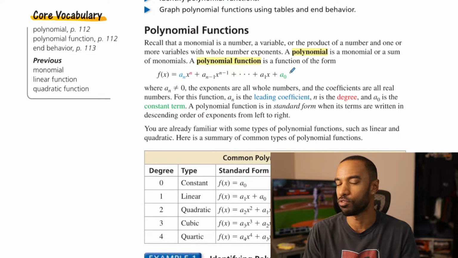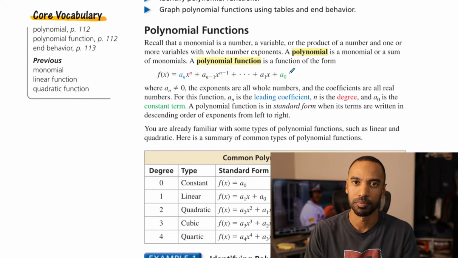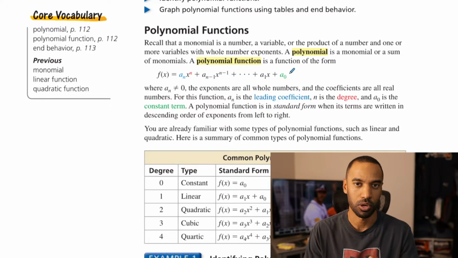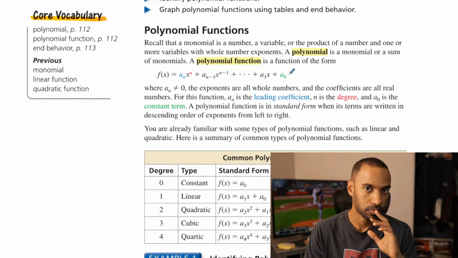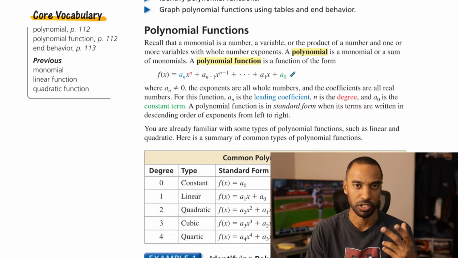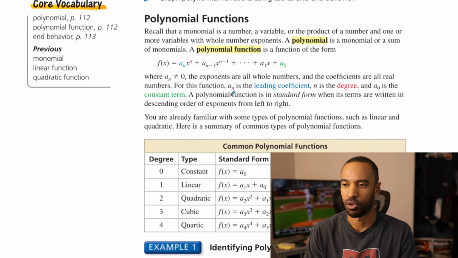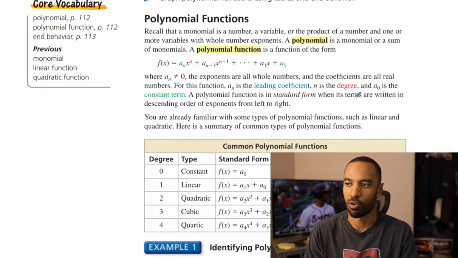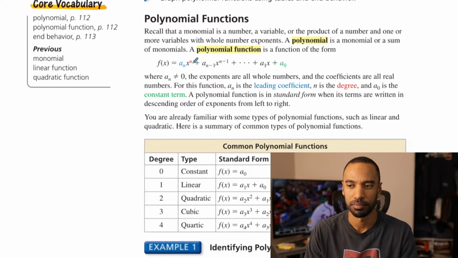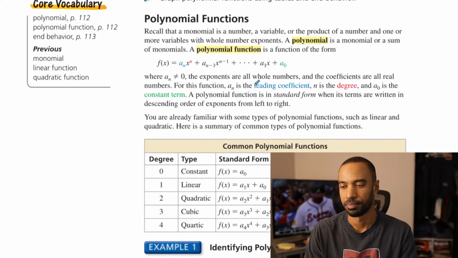all of your exponents for your variables need to be whole numbers. 0 is a whole number, 1's a whole number, 2's a whole number, etc. They can't be negative, they can't be fractions, they can't be radicals, they can't be imaginary, things like that. They need to be whole numbers. And a polynomial is in standard form when its terms are written in descending order of exponents from left to right. So the biggest exponent first, and downward.